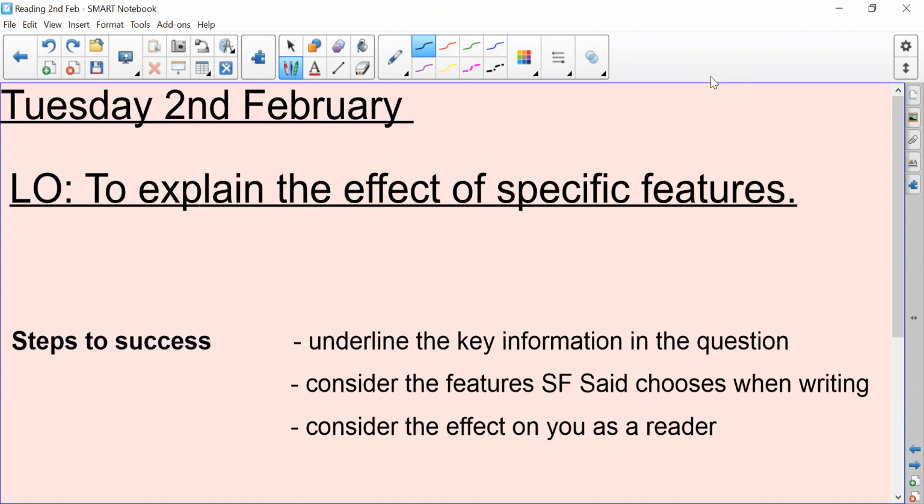Our learning today is still the skill of explaining, but we're going to be explaining the effect of specific features. So the features that the author chooses to include. To be successful today, we're going to consider the effect on you as a reader, consider the features that the author chooses when writing, and underline the key information in the question.